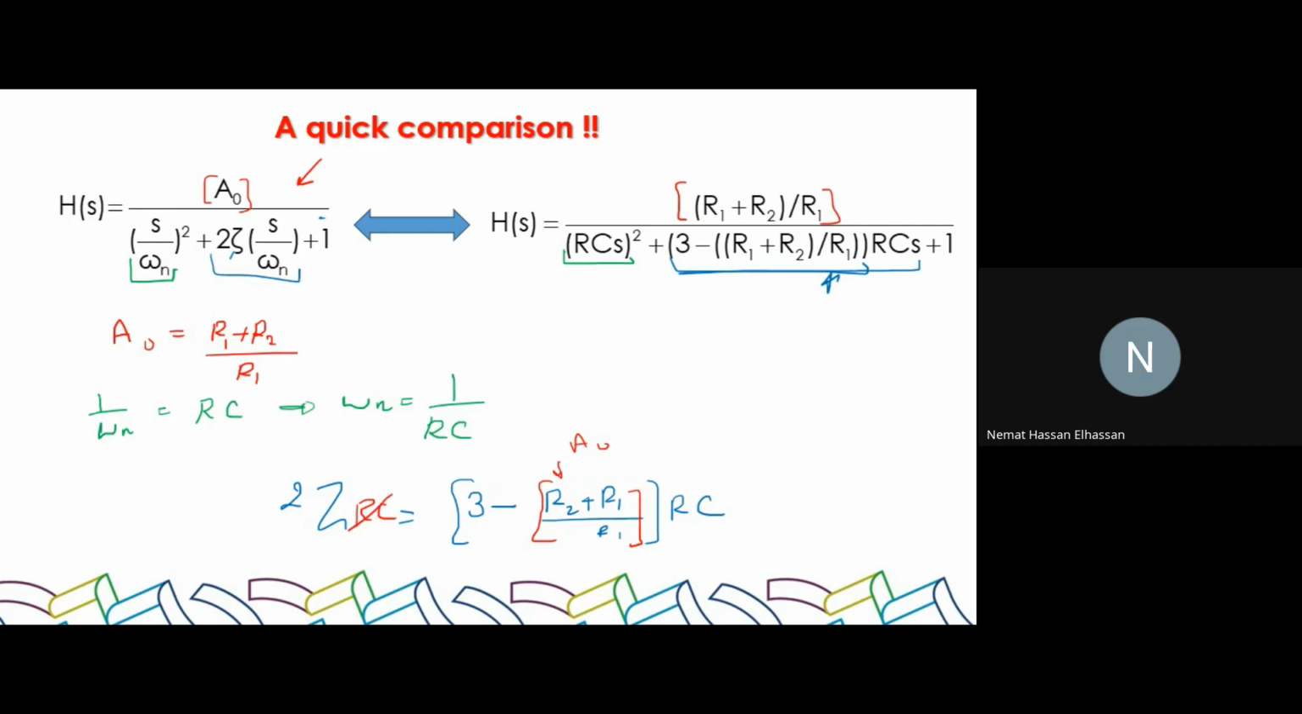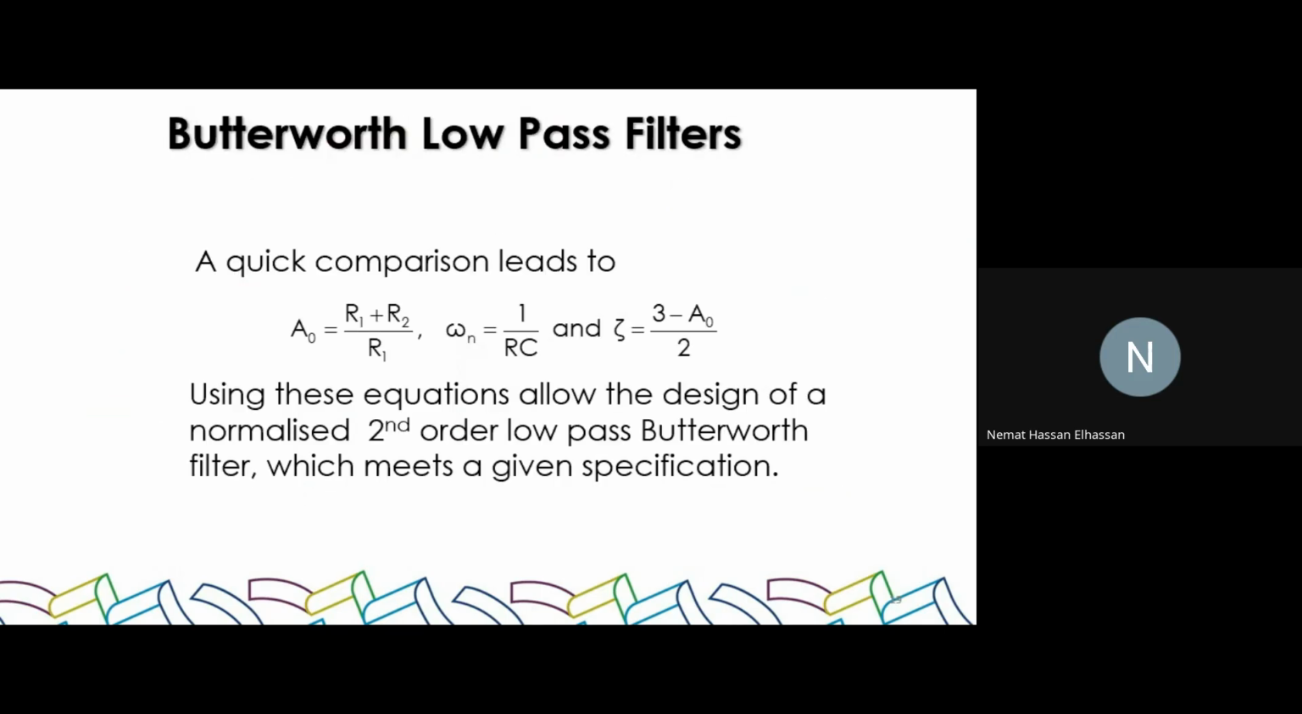These two cancel each other out, right? And what do you have left? Zeta is equal to 3 minus A0 over 2, right? So by comparison we were able to calculate the value of zeta, the value of omega n, and the value of the gain. Make sense? Okay. So let's keep these three equations in mind.